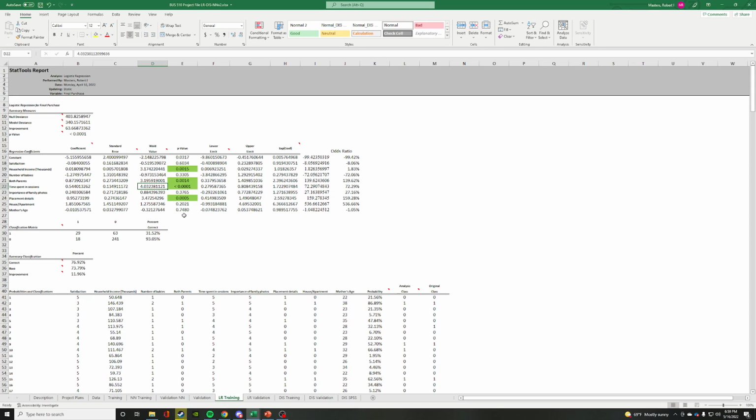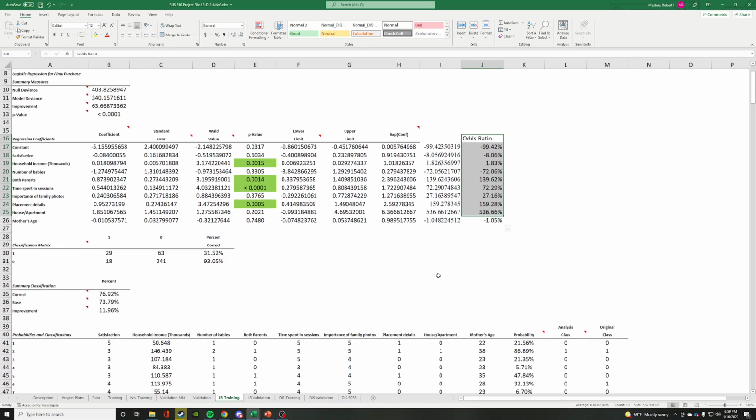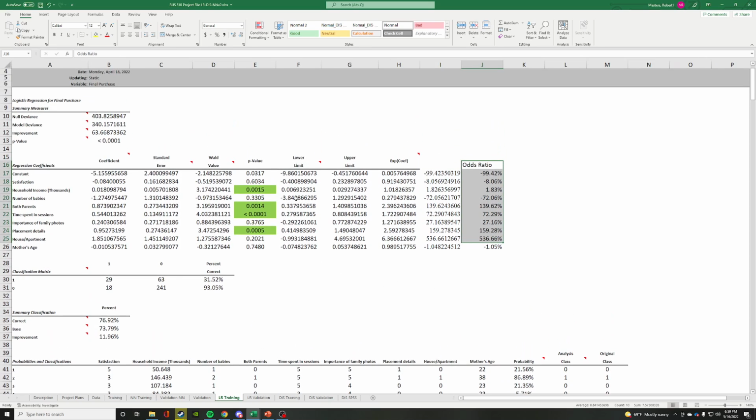We can tell which values are a bit more important with the odds ratio. Having a logistic regression model, we can take a look at the odds ratio as well. So I have that over here in the corner, as you can see. I'm actually going to zoom in case this is hard to take a look at. So for household income, we can tell based on the odds ratio that it is a 1.83% increase for every $1,000 on whether or not they are going to purchase a complete set.